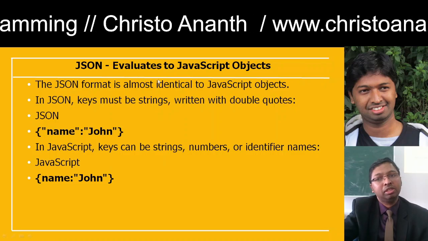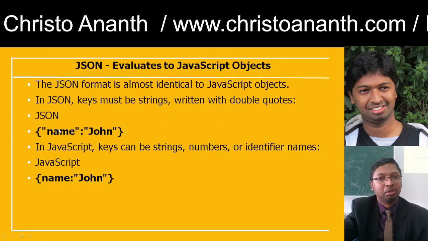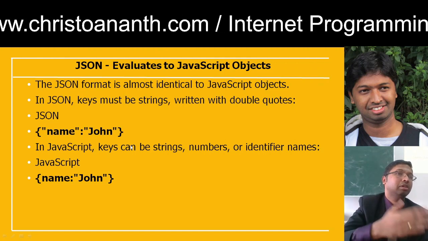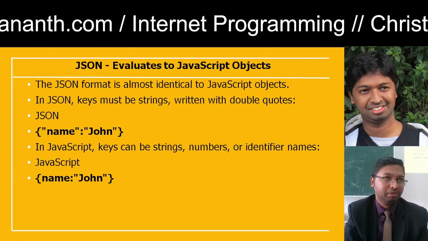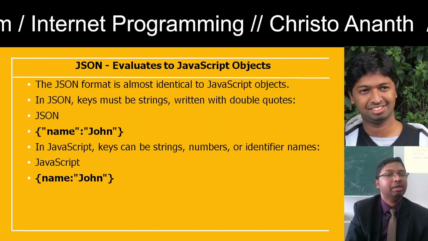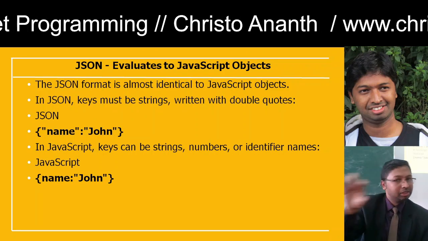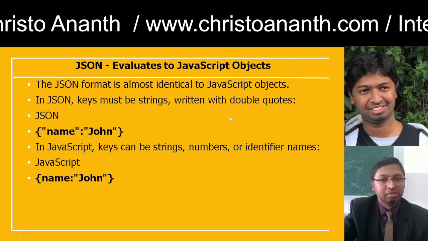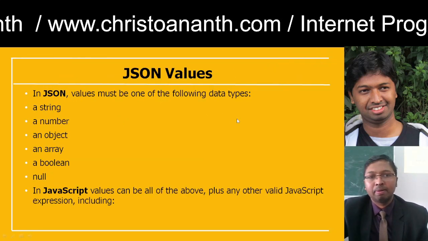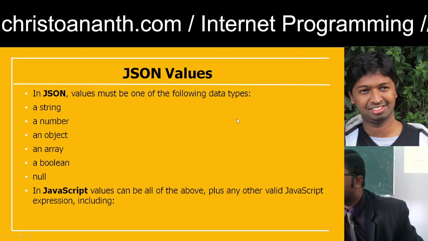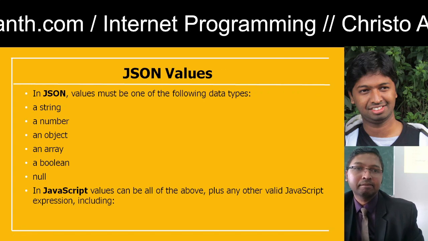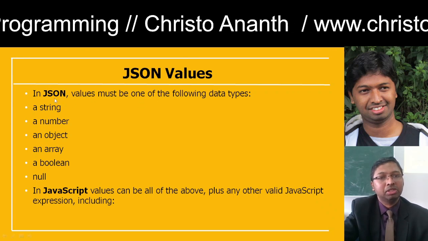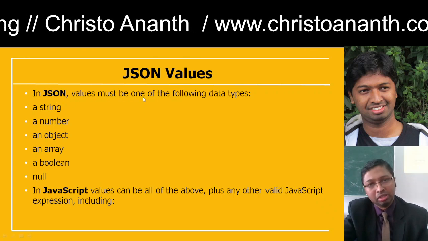So JSON format is almost identical to the JavaScript object. So name John. Okay, so the keys can be strings or maybe numbers or identifier names also. So name John. Okay, within a single line you can enclose it within the curly braces. So here, in the case of the values in JSON, the values should be the following data types.